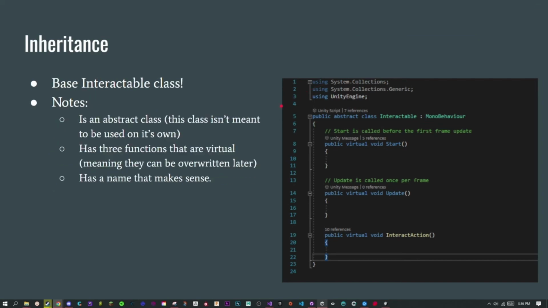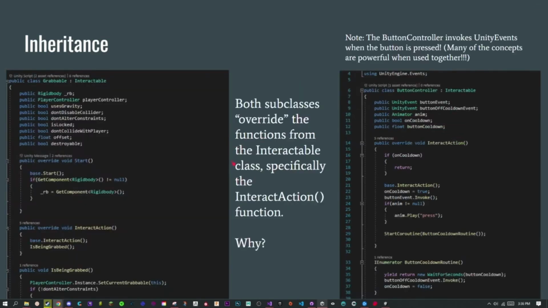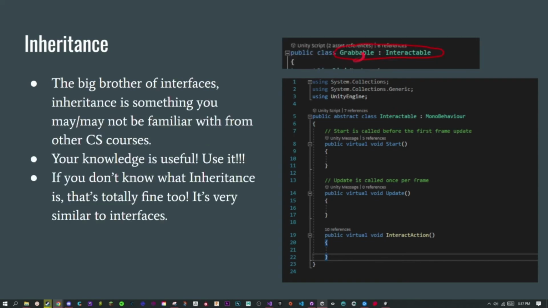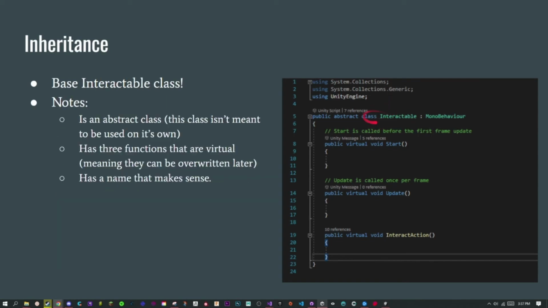So what does it look like? The base is the same image. Okay, yeah. This is the base interactable class. It's abstract. This isn't necessary, but in this case, I did use it. And what that means is that the class isn't meant to be used on its own. So I can't just make something interactable. It's used to inherit from, to make other things interactable, not by itself.